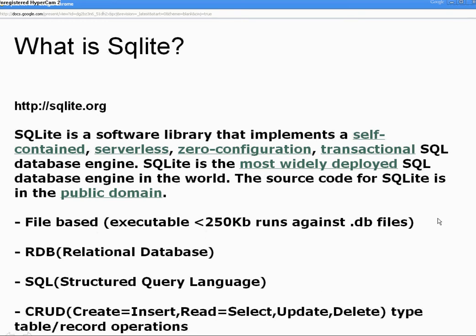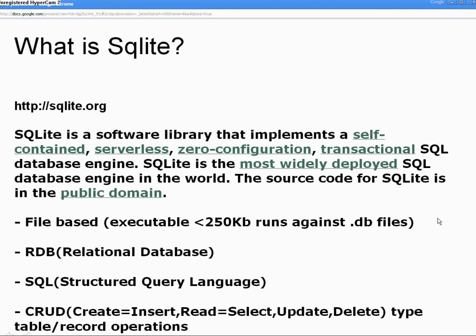What is SQLite? From the sqlite.org website, SQLite is a software library that implements a self-contained, serverless, zero-configuration transactional SQL database engine. It's very widely deployed because it's used in a lot of smaller embedded devices, and the source code for SQLite is in the public domain.